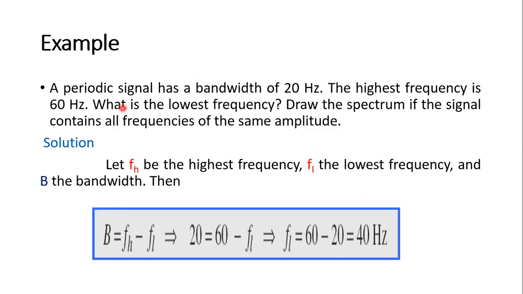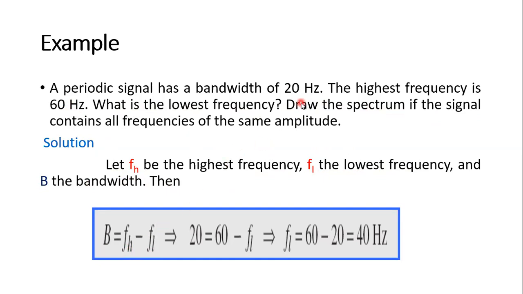In another example, a periodic signal has a bandwidth of 20 hertz. So here B is given, the bandwidth is given. The highest frequency is here 60 hertz. Therefore, FH equals 60. So what is the lowest frequency? And then draw the spectrum. The signal contains all frequencies of the same amplitude. Okay, here FH is the highest frequency, FL is the lowest frequency and B is the bandwidth. Therefore, the bandwidth equals FH minus FL. Okay, what is FH?